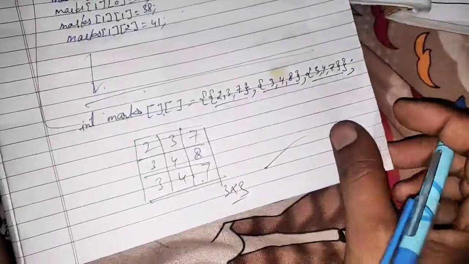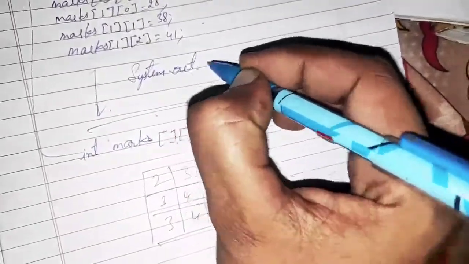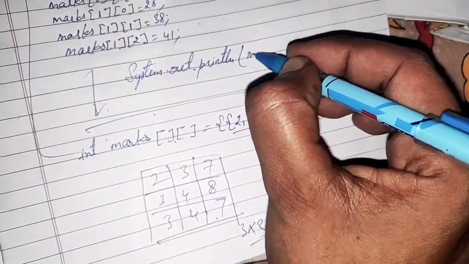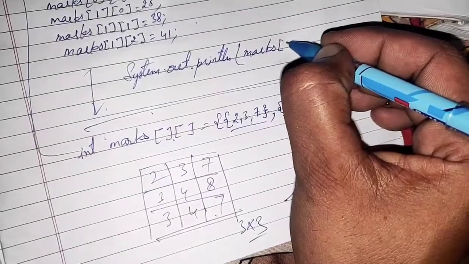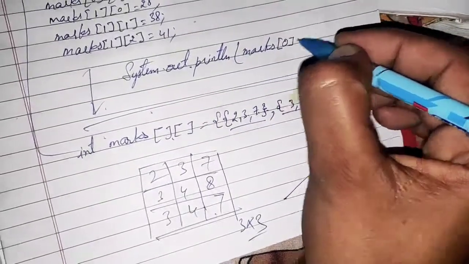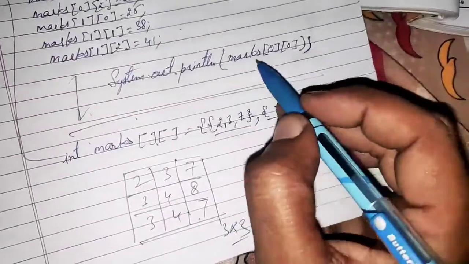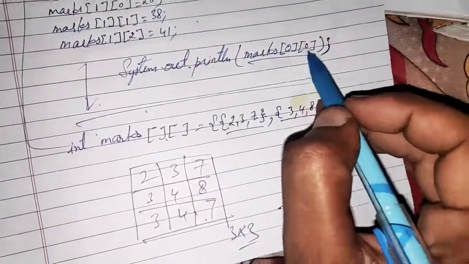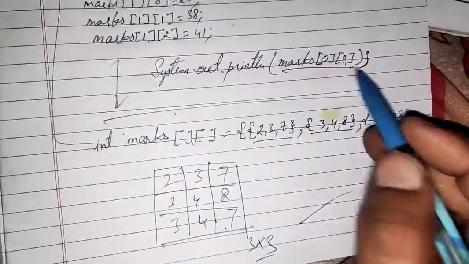If you want to print the value from 2D array, you will write like this: System.out.println, name of the array, row value, that can be 0 1 2 3 like that, first row, and the first column, and like this, put semicolon. So it will print the marks of the first student, and the marks of the first student are 35. So this is the 0 and 0 index.